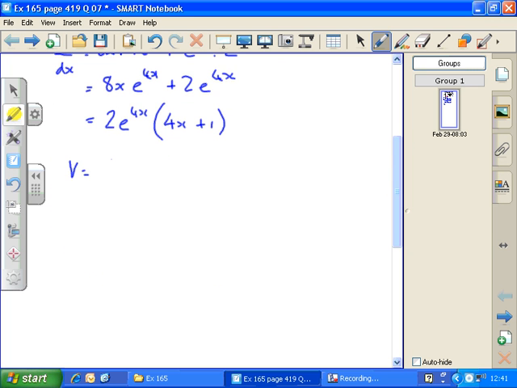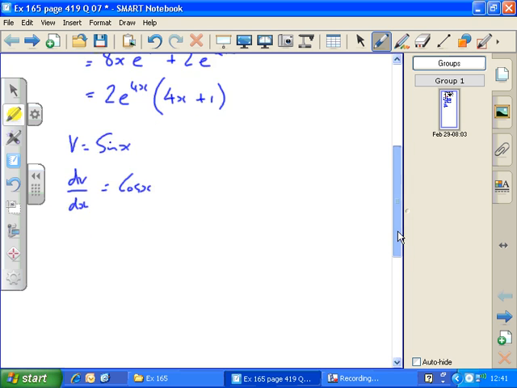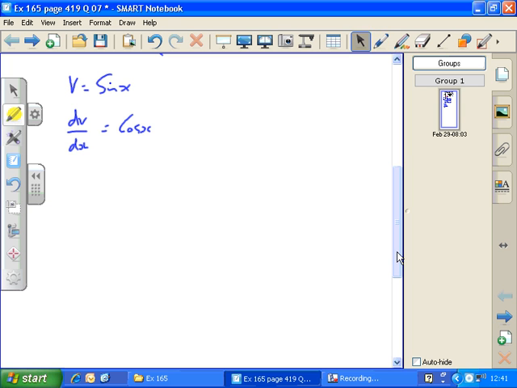So now v equals sine x, so dv by dx is just cos x. Now we're going to use the quotient rule and put these all together. What does the quotient rule state? dy by dx equals v du by dx minus u dv by dx, all over v squared. So you can try plugging them in and then tidying up.